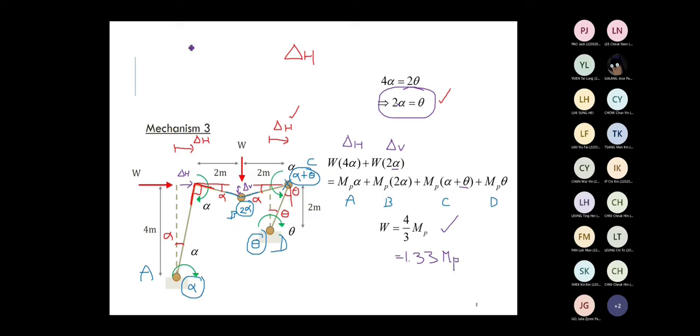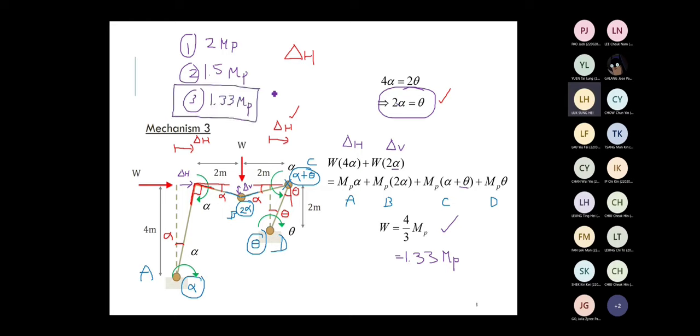Now we can compare the values for all three mechanisms. Mechanism 1 is 2 MP, something like that, right? Mechanism 2, I remember it's equal to 1.5 something. Mechanism 3, 1.333. So among all three mechanisms, it seems that mechanism 3 gives you the minimum value. So the collapse load of these structures is equal to 1.33 MP.